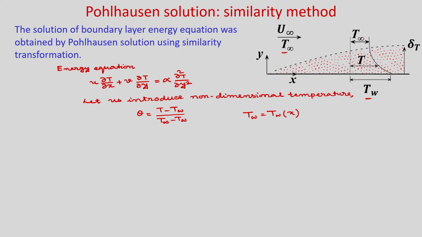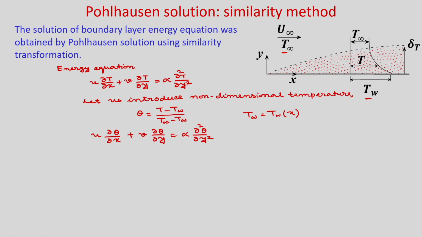And you can see if T W is greater than T infinity, so temperature distribution will look like this, because at the wall we have maximum temperature and free stream temperature as y tends to infinity. So, with this, now if I write the energy equation, then we can write U del theta by del x plus V del theta by del y is equal to alpha del 2 theta by del y square.